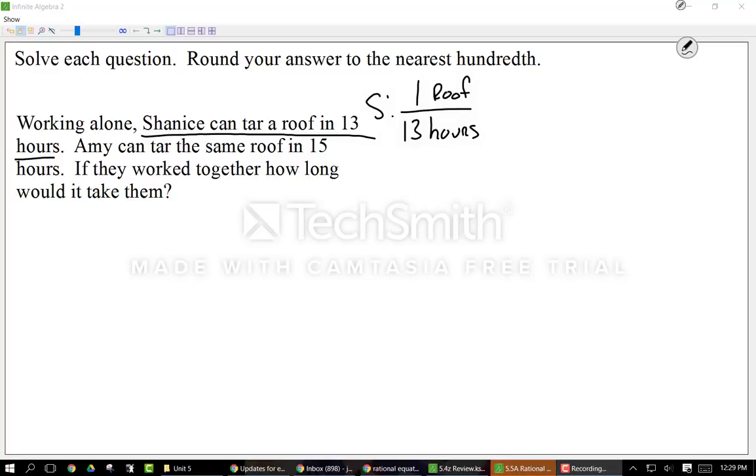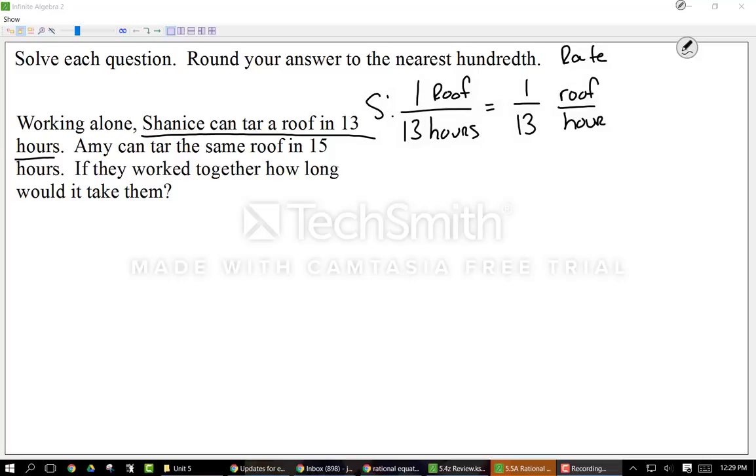But when we talk about rational equation application problems, we always want to talk about what we call a rate. Remember, rate is slope and stuff like that. So when we talk about the rate, it's actually saying we have 1 over 13 roof per hour. That means for every hour that she's up there, she tars 1/13 of that roof. So in 13 hours, she's going to be able to tar one roof. Again, that's what the first sentence says.